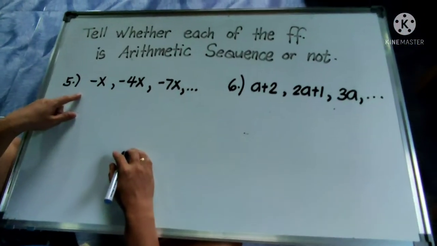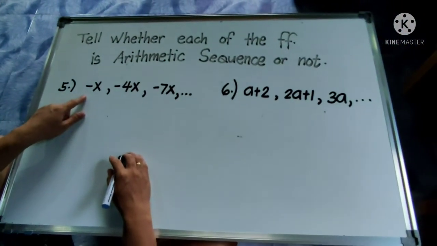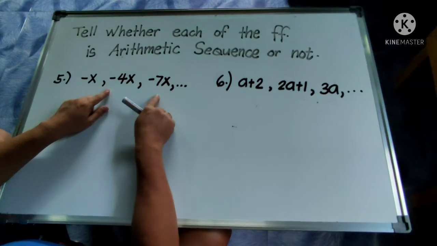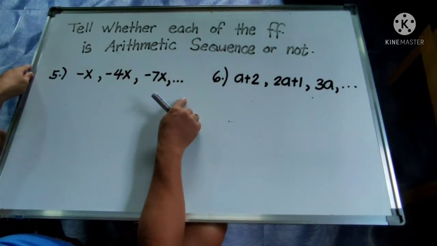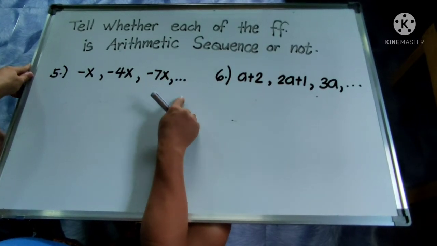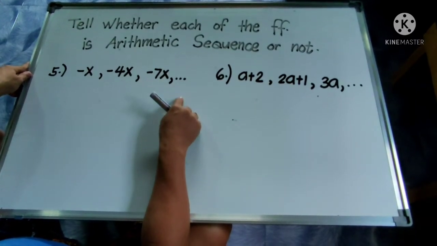Now let's proceed to the fifth example. We are given negative x, negative 4x, negative 7x, and so on. So we are given an infinite sequence. Now let's tell whether this sequence is arithmetic or not.